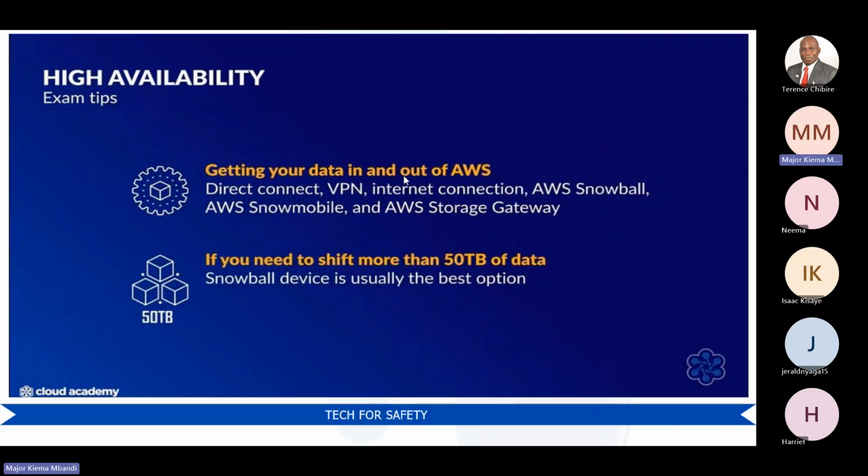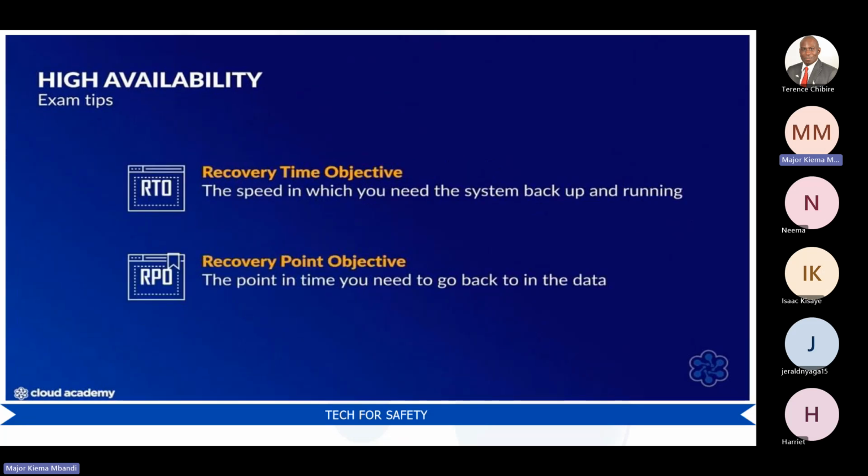Getting your data in and out of AWS, we are talking about that. If you need to shift more than 50 terabytes of data, a Snowball device is usually the best option. So if the data is that huge, Snowball can be a good candidate.